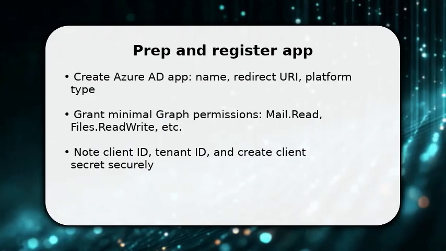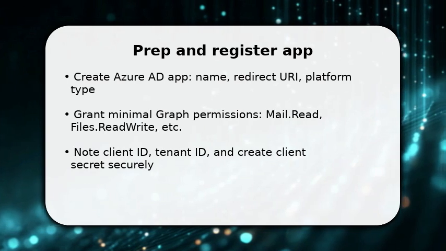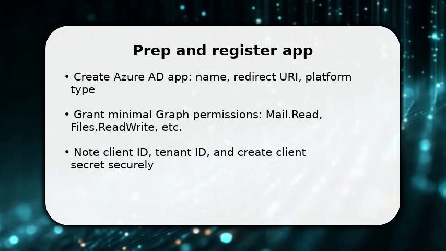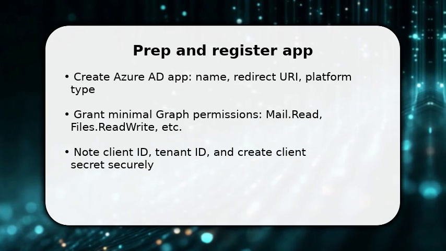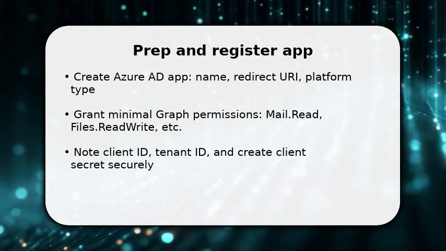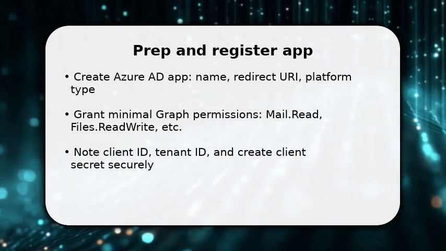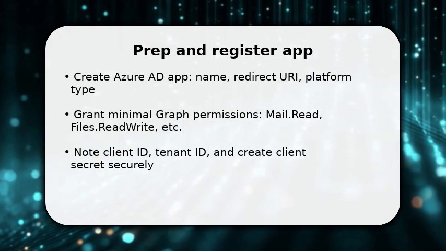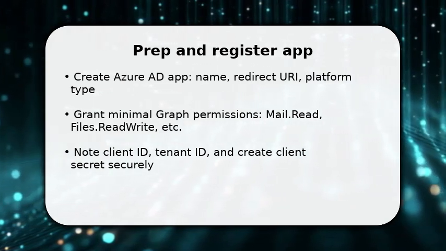You start by registering an app in Azure AD because Power Automate needs delegated or application tokens. Once done, give only the Graph scopes you require so you reduce risk. Make sure to create a client secret and copy the client ID and tenant ID immediately. You'll use these values in Power Automate connectors.